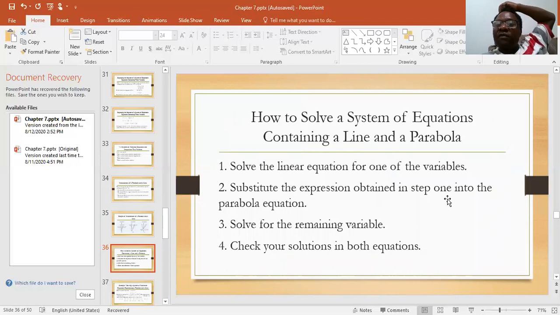To solve a system of equations containing a line and a parabola, we solve the linear equation for one of the variables and then substitute it into the parabola or the quadratic equation and solve the quadratic equation. Then we go back to the line equation to get the other variable that was considered a constant. Then we check the solutions.